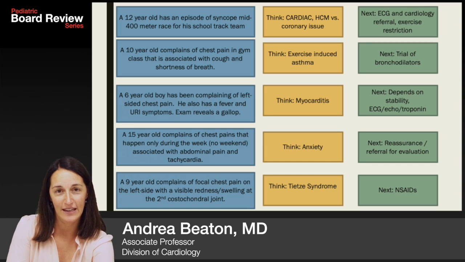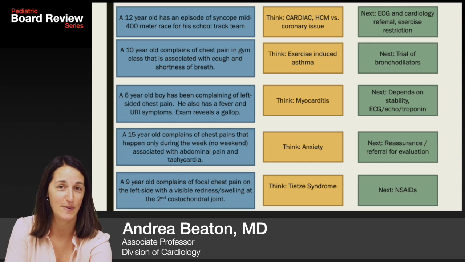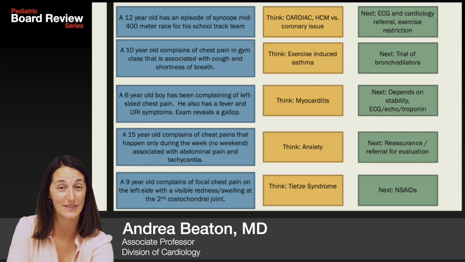So as you can see, most causes of cardiac chest pain can be summed up for exam purposes in a few sentences, and so you should be remembering these buzzwords and looking for them on the exam.